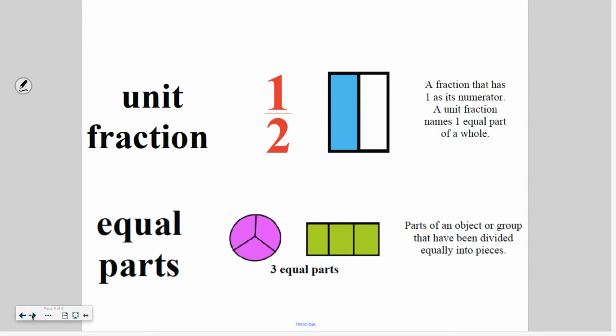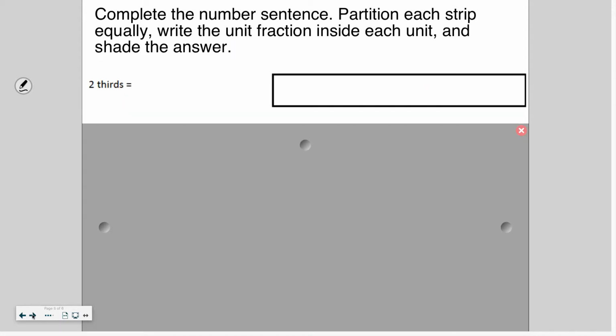A unit fraction is any fraction that has 1 as its numerator, and that's what we're going to be focusing on today, using unit fractions to build fractions. And like I mentioned before, all fractions are made up of equal parts. If they're not equal parts, then you do not have a fraction, you just have parts, like when we add and subtract and we look to find the parts. So that is not a fraction if the parts are not equal.